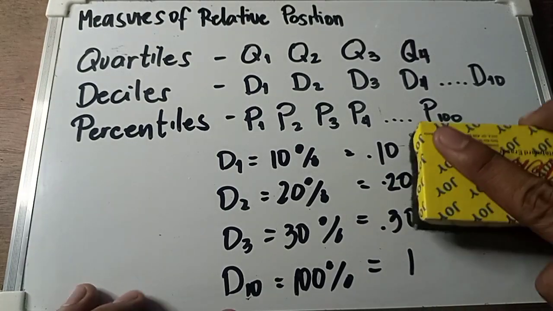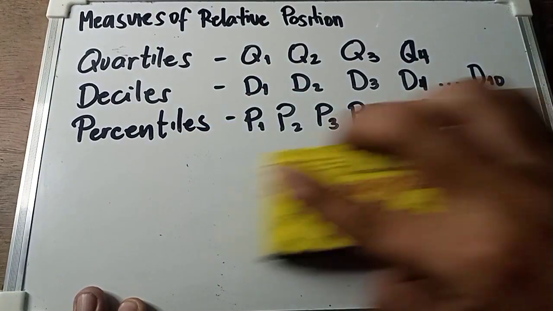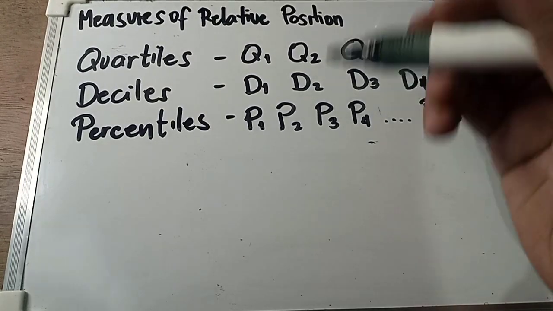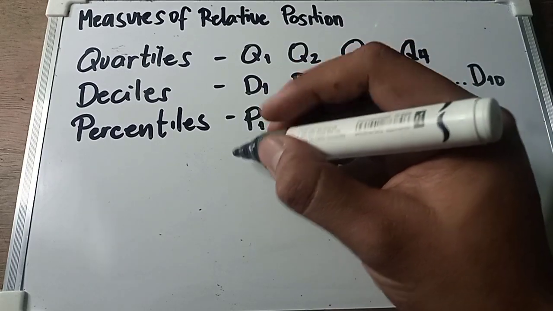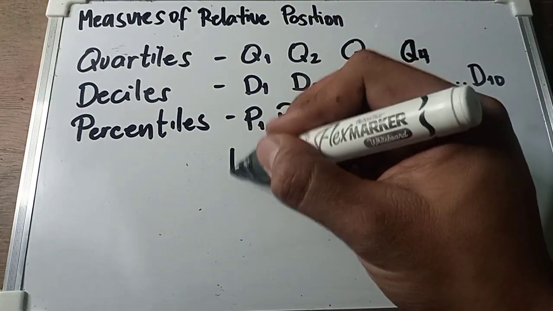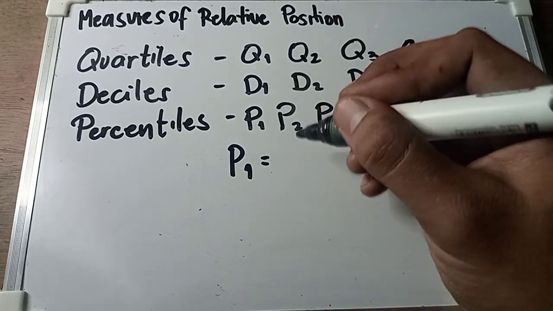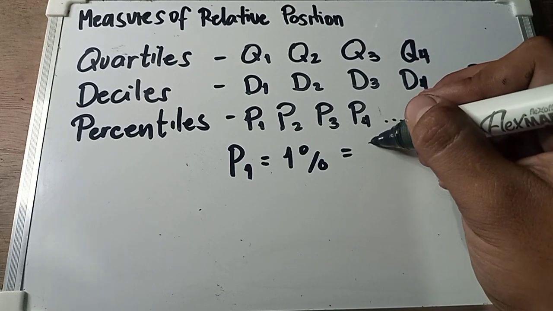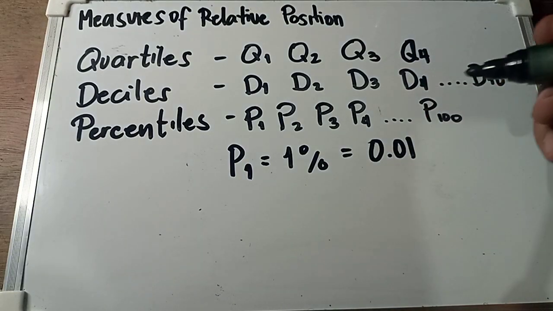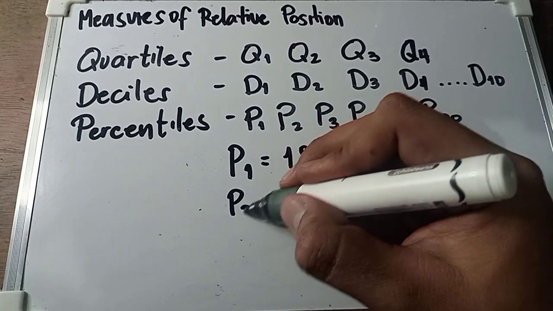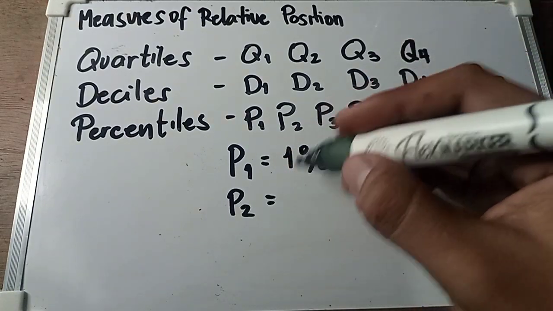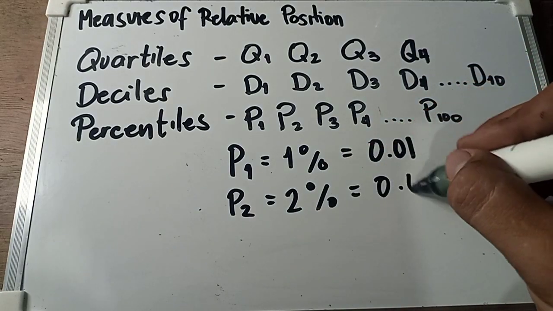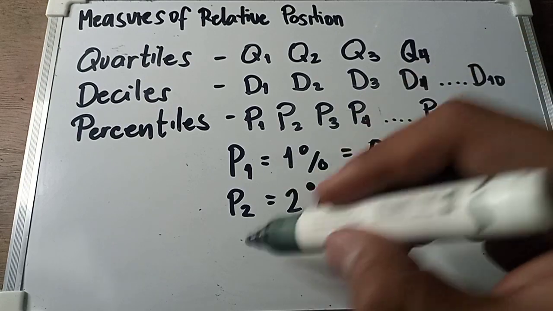And percentile naman. So, si percentile ay nahati sa 100. So, for example, P1, it represents 1%. So, pag decimal, ito ay 0.01. P2, so 2% is ilan? So, that is 0.02.